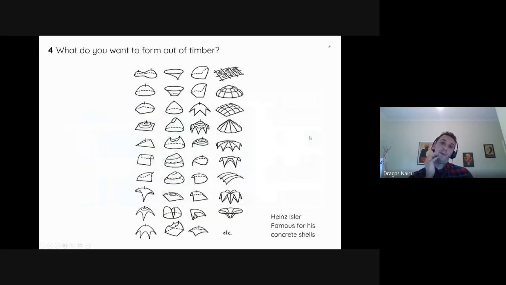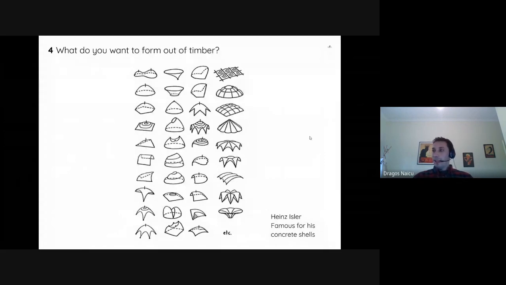So what do we want to form out of our timber? I like this sketch a lot. This is by Heinz Isler, a famous Swiss structural engineer, famous for his concrete shells. I think it's in one of his books, he ended it with this sketch showing the potential for concrete shells, and the key is the etc. here at the end. So you have all of these things, etc., etc. So, the possibilities are infinite. So what do we want to form out of timber?